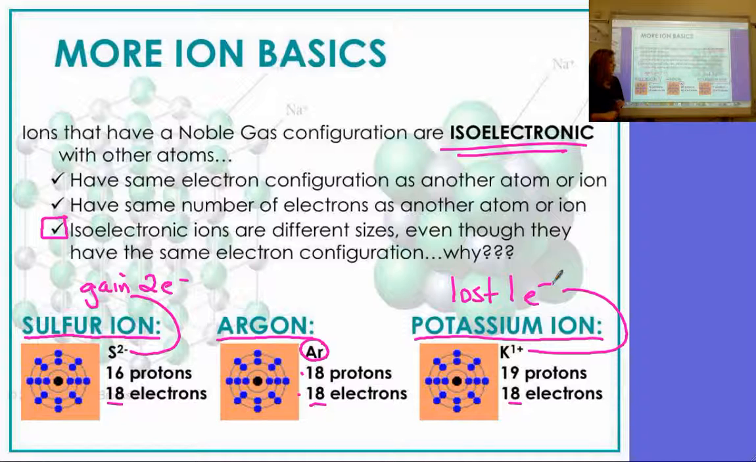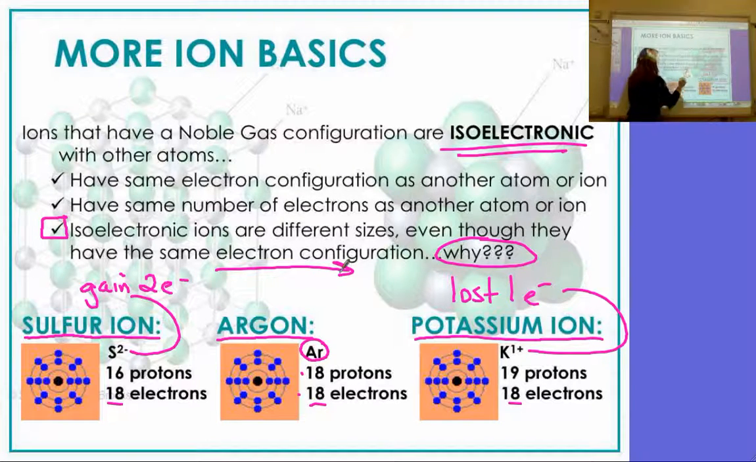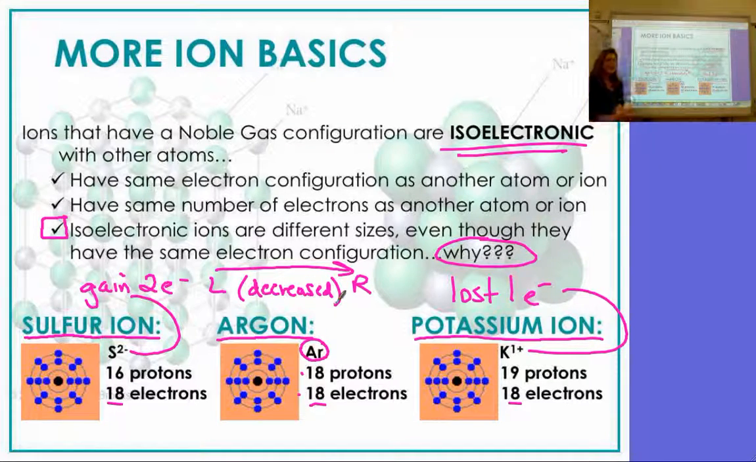Now, thinking back to Unit 4 and our trends for the periodic table, which of these would be the smallest and the largest? Why do they have different sizes? Even though they all have 18 electrons, who would be the smallest and who would be the largest? What was the trend for the periodic table that we said going from left to right, the radius actually decreased? Why did it decrease?